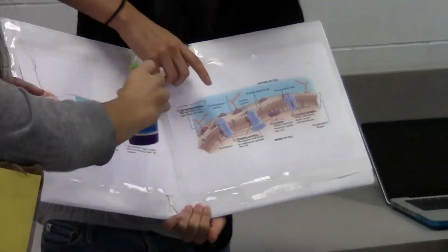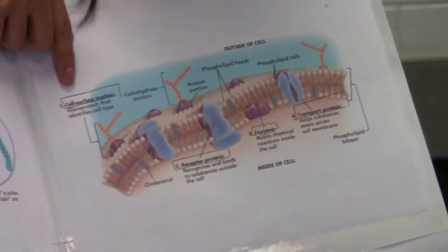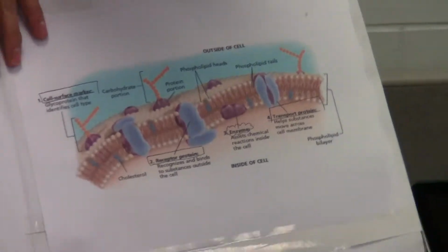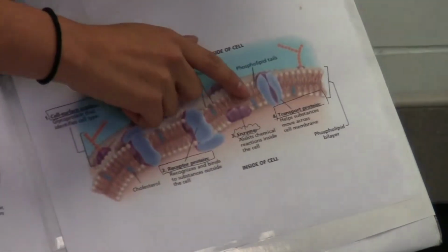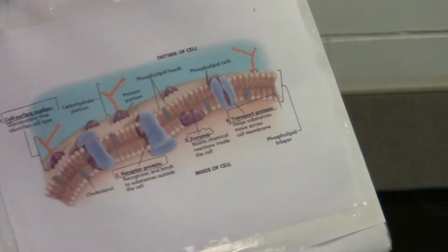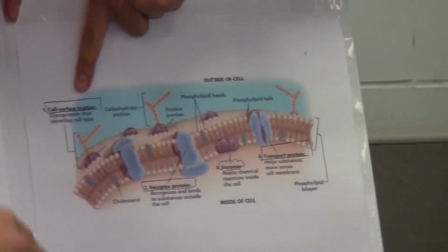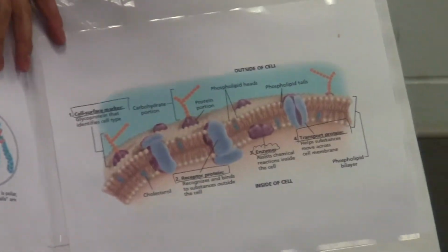Look, here is the receptor protein, and here's a transport protein, and here's a cell surface marker. They're all integral proteins. But look here, the receptor protein recognizes what wants to come into the cell. Whereas the transport protein actually allows the things to come in through the phospholipid bilayer. And then don't forget the cell surface marker. It's a glycoprotein that recognizes what type of cell it is.